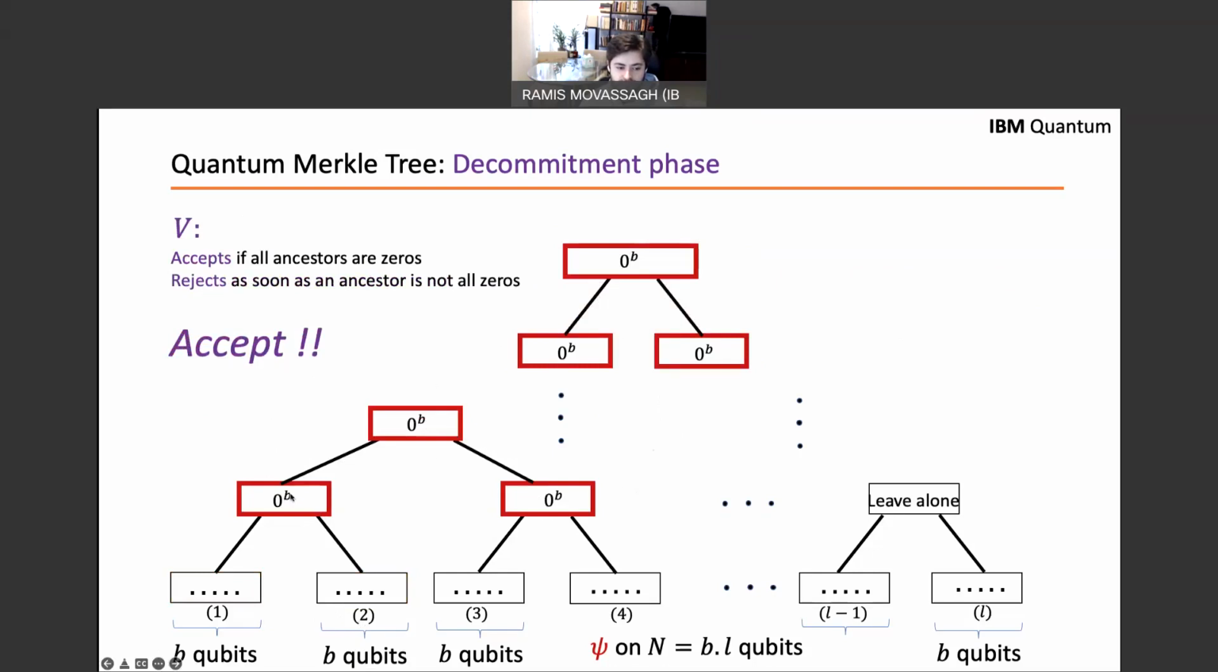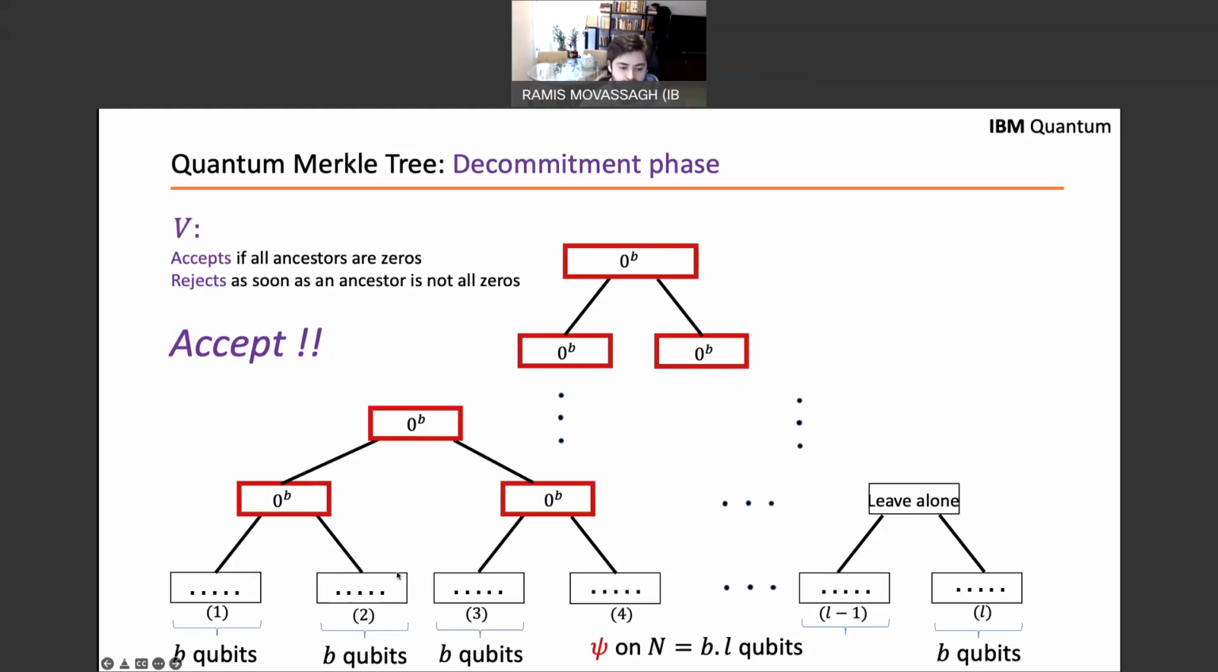Note that it's very important that we started from zeros or something fixed, and you decommit by running G inverse. At any point that the verifier gets something other than 0, it rejects and says that the protocol is broken. As an example, imagine if block 2 had been meddled with a little bit. Then if you apply G inverse to the joint state of these 3B qubits, because of how entangled they were, you will not end up getting 0 in this first parent, not the root, but the first ancestor of blocks 1 and 2. And that's a way for V to verify.